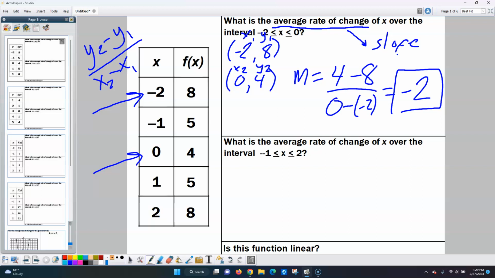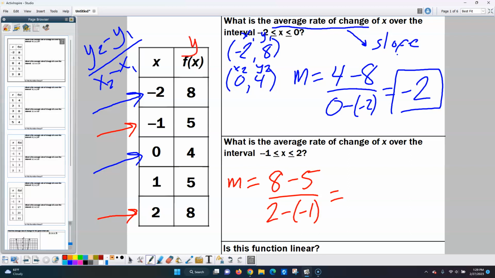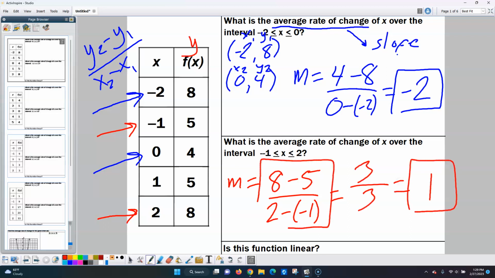Let's see if I can change colors right here. From -1, when x is -1, to when x is 2. So I got rise over run. My average rate of change or slope is going to be 8 minus 5 over 2 minus -1. This f of x, that's just like y. So I've got 3 over 3. That's just 1. And you could punch all that in your calculator right there, and it would give you 1.